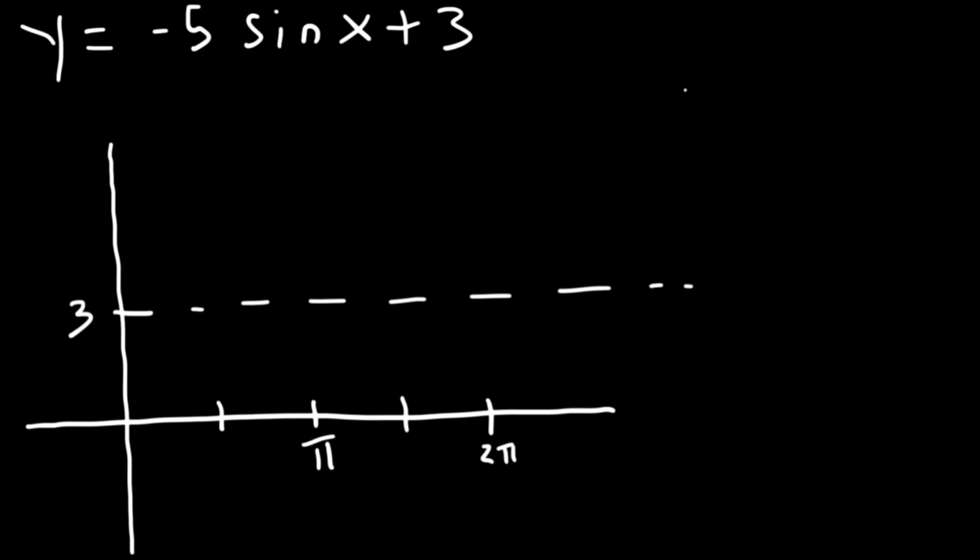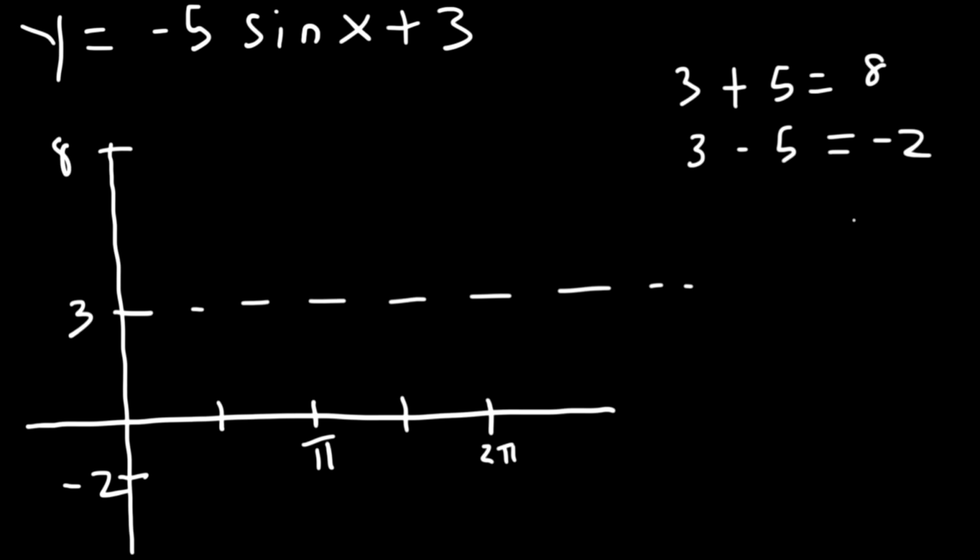Now to find the other points, we're going to add 5 to 3, and we're going to subtract 5 from 3. So 3 plus 5 is 8. 3 minus 5 is -2. So the graph is going to alternate between -2 and 8. So that's the range. It's from -2 to 8.